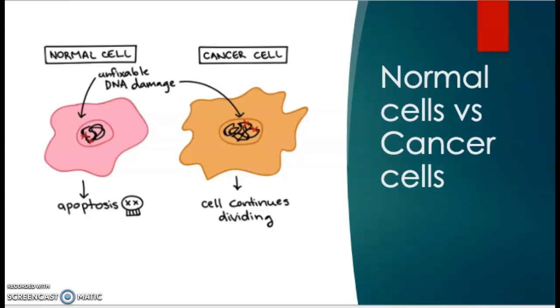So this is normal cells versus cancerous cells. As you can see in the illustration shown, on the left you have normal cells, and on the right you have cancer cells. And in the center of both normal and cancer cells, it shows unfixable damaged DNA.